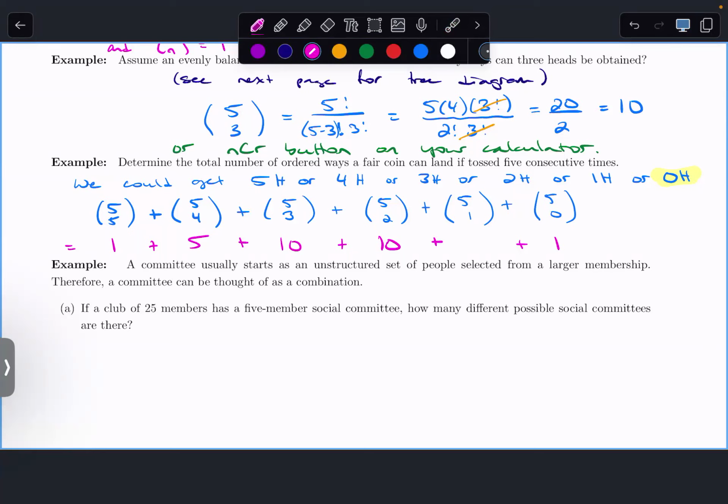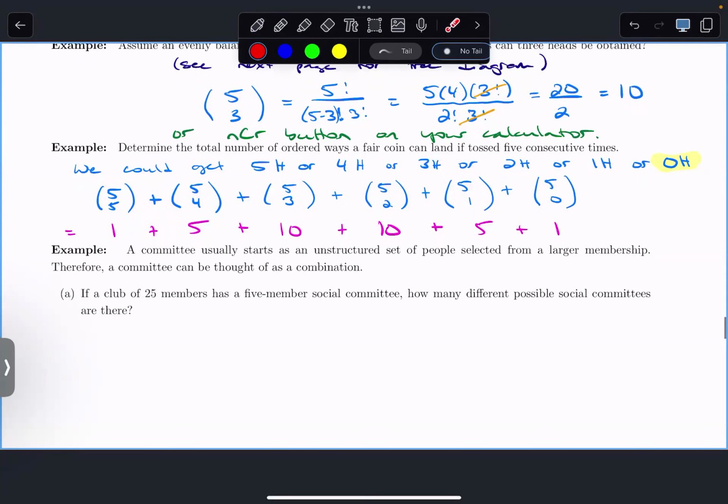And 5 choose 1 is 5. Hey, it's a palindrome, sort of: 1, 5, 10, 10, 5, 1. Might look familiar. Maybe. Pascal's triangle. We're about to see it, so it'll come up again.